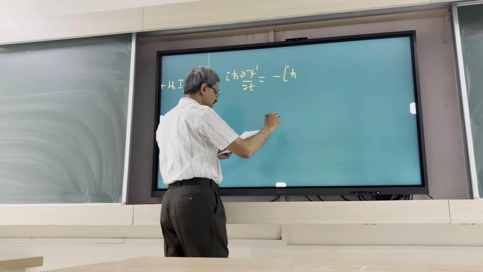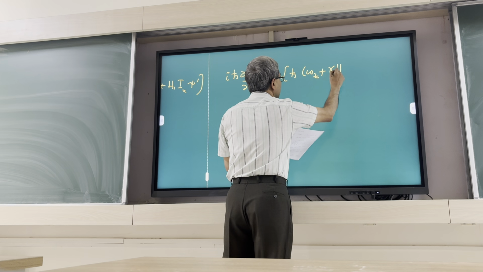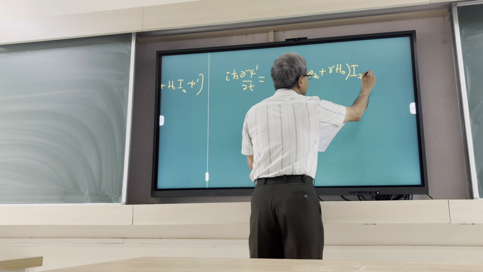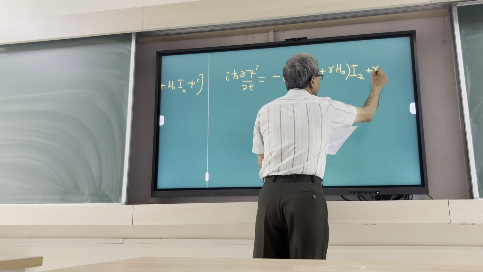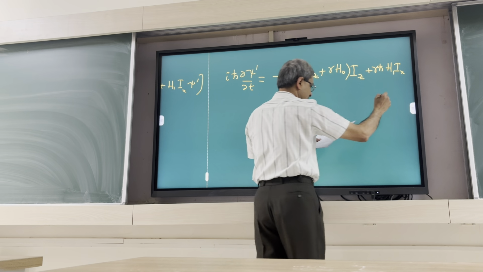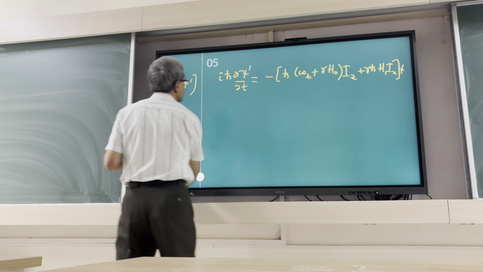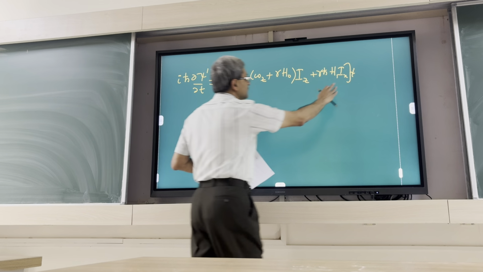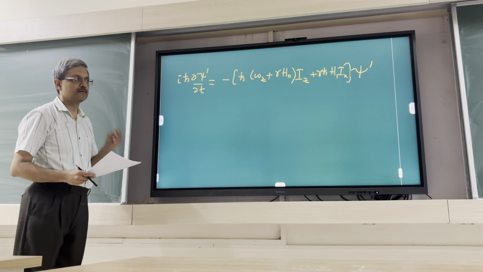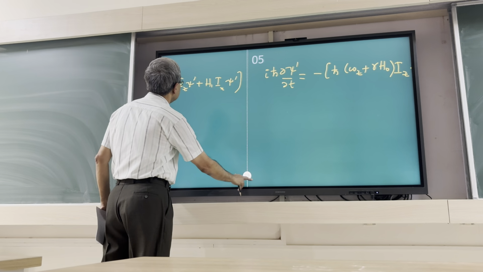And so once you compact all that, what you get is I h bar del psi prime del t equals minus, both have the same sign, h bar omega z Iz plus gamma h naught Iz plus gamma h bar h1 Ix, acting on psi prime. Right, that looks okay. So just to check once again.